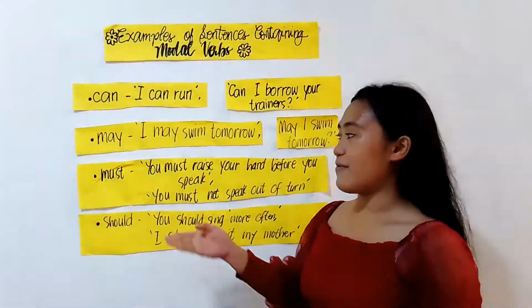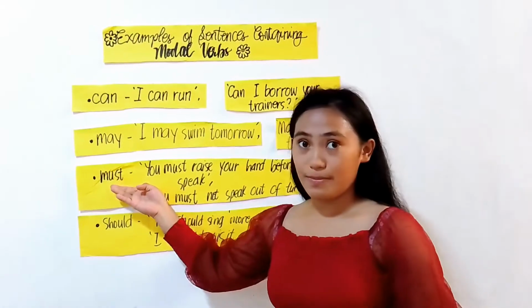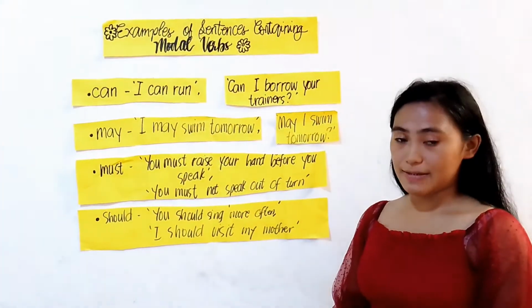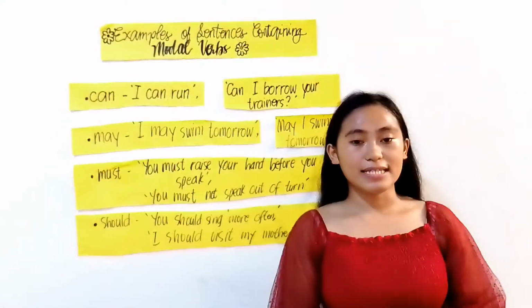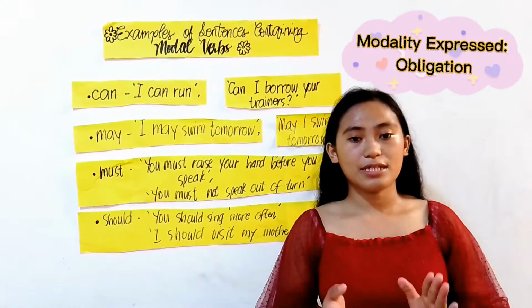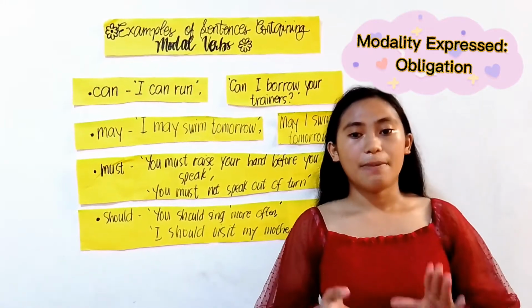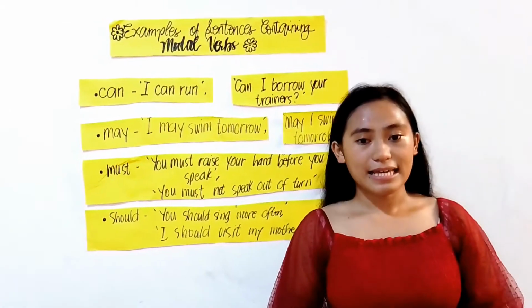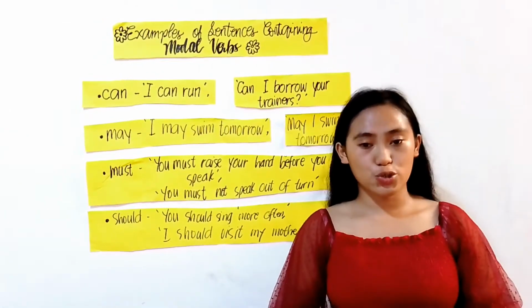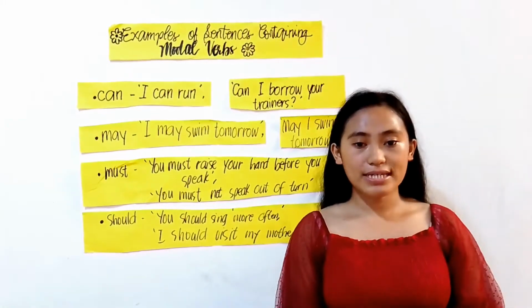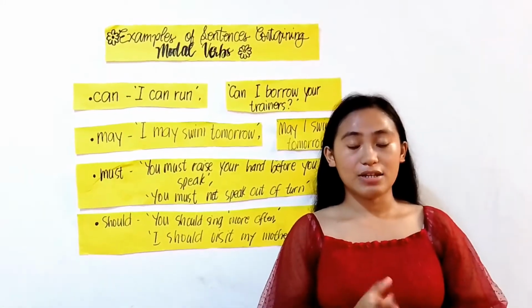Next, we have the modal verb must. You must raise your hand before you speak. From the first sentence, the modal verb must is being used to express the modality of obligation by impacting the verb raise. The speaker is telling somebody what they are obliged to do. So must is being used to show that raising your hand is an obligation.